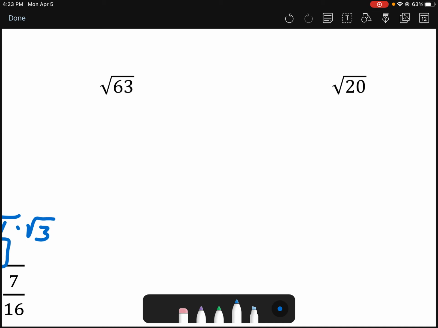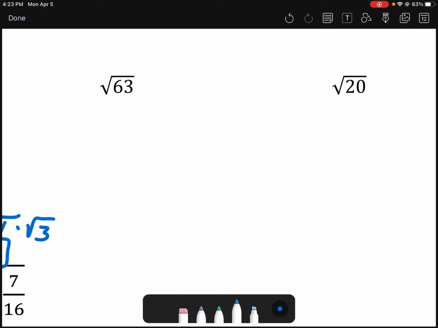I want you guys to try out these two. So pause the video, figure out what the simplified form of square root of 63 and the square root of 20 can be. Did you pause it? Did you pause it? Alright, I hope you paused it. If you didn't, you lied to me.